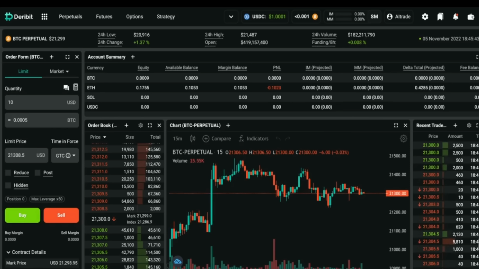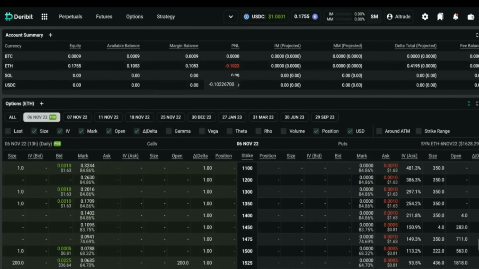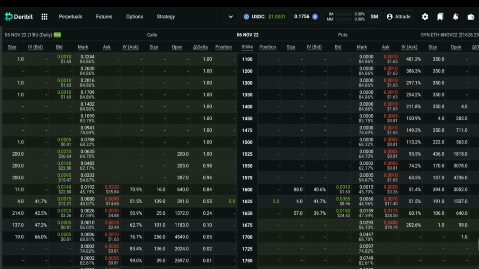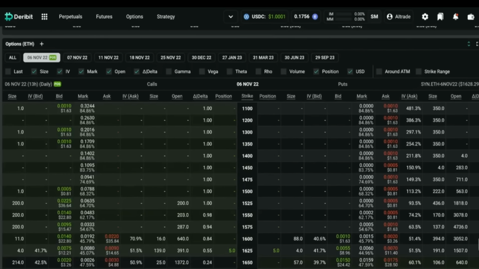For instance, if you have one Bitcoin, BTC, or any other currency, you can sell it. And if you think you are in profit, then you can sell that currency. It is a very easy process to buy or sell crypto there, like BTC, ETH, SOL, USDC, everything. So here I have taught you how to register a Deribit account, how to withdraw and deposit money, and how to trade, buy or sell.